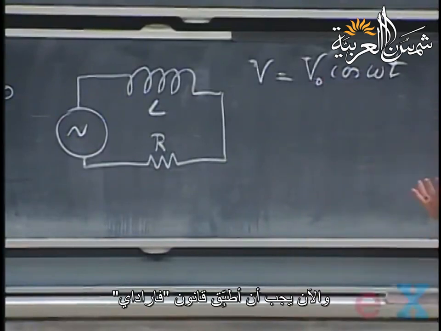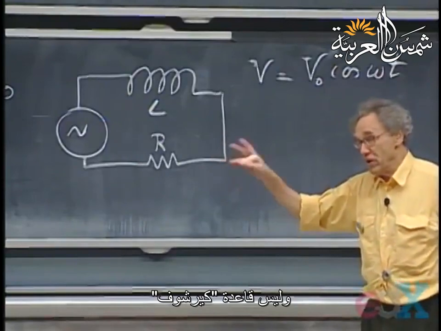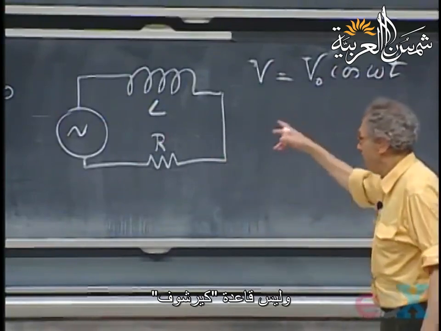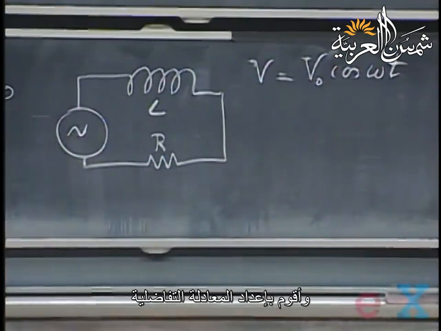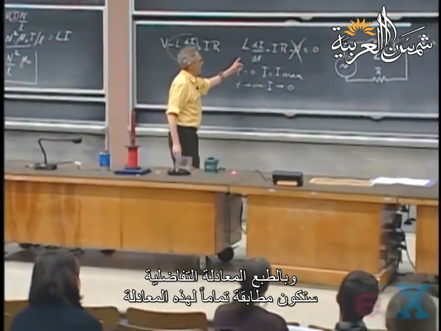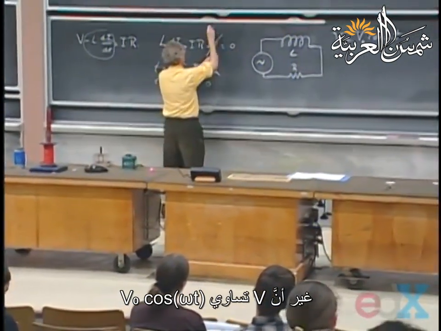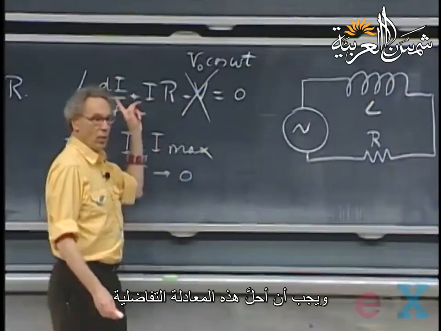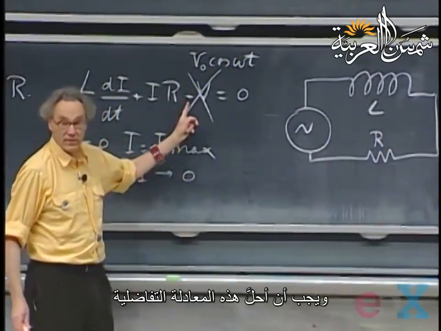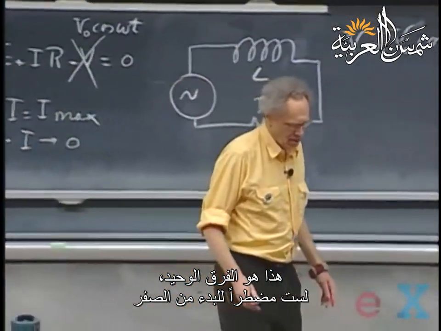And now, I have to apply Faraday's law, not Kirchhoff's rule, Faraday's law, when I go around this circuit and I set up the differential equation. And of course the differential equation is going to be exactly like this, except that V now is V0 times the cosine of omega t. And now I have to solve for this differential equation. That's the only difference, so I don't have to start from ground zero.